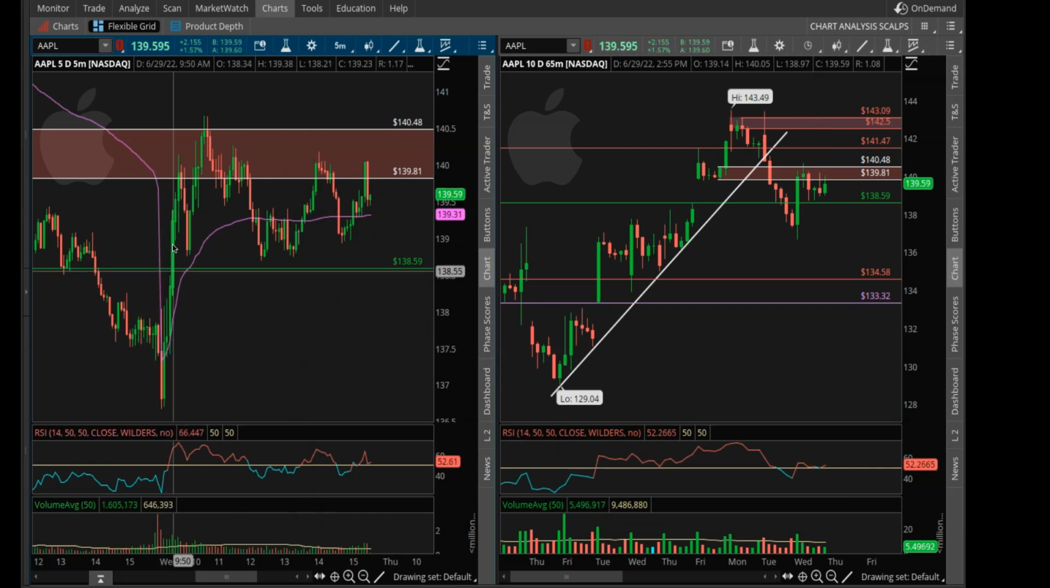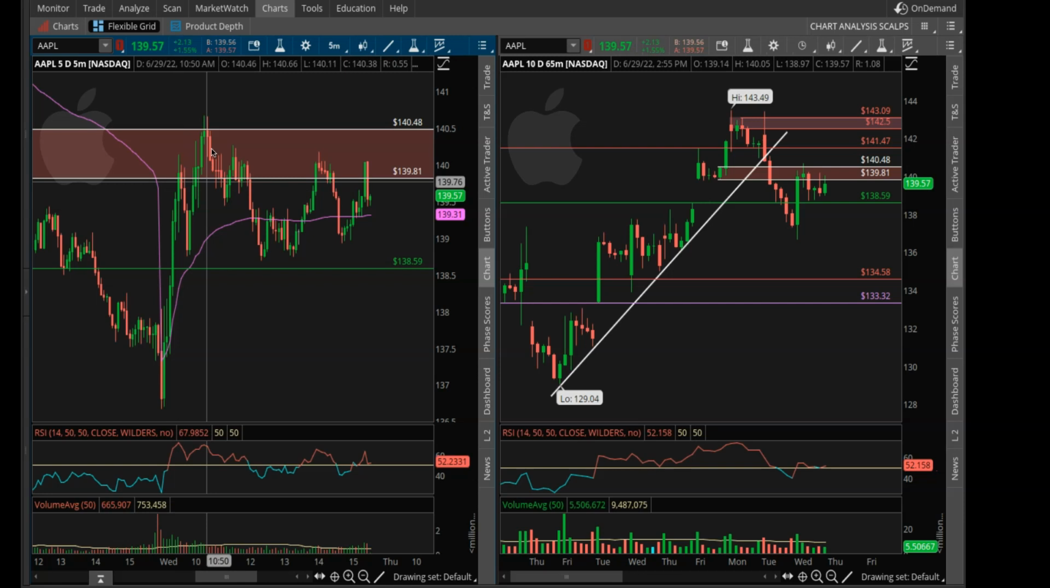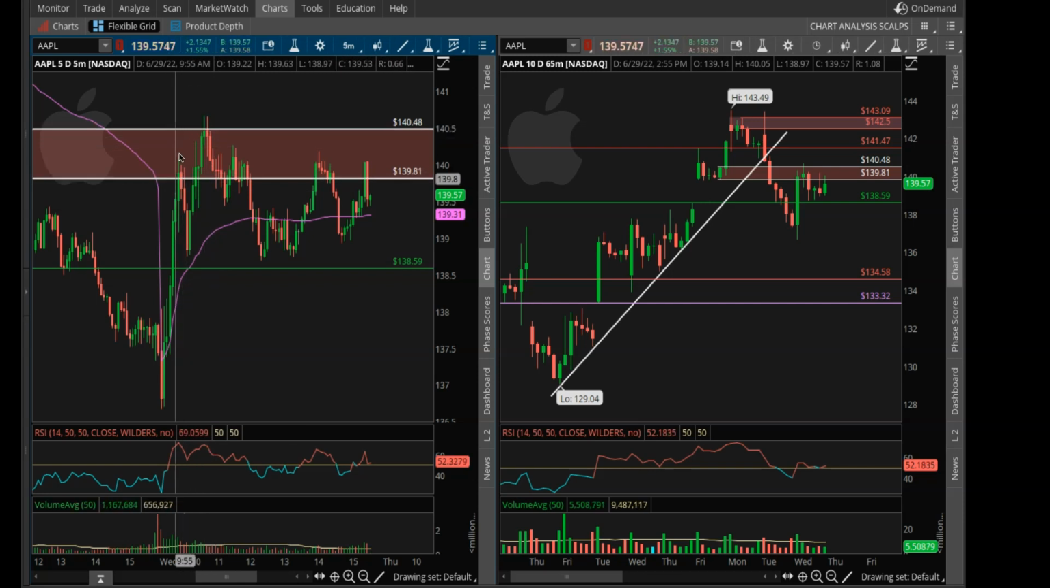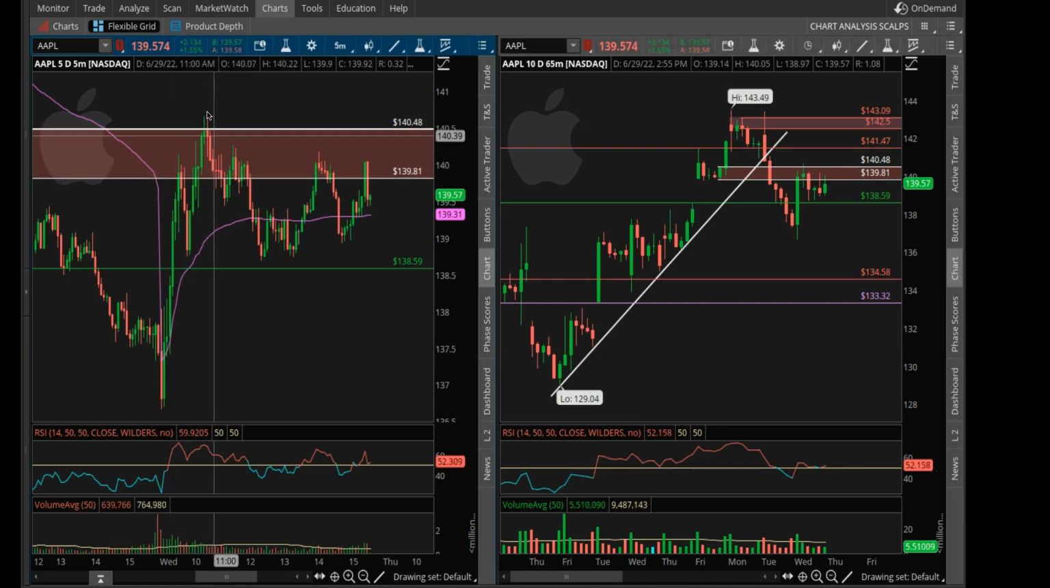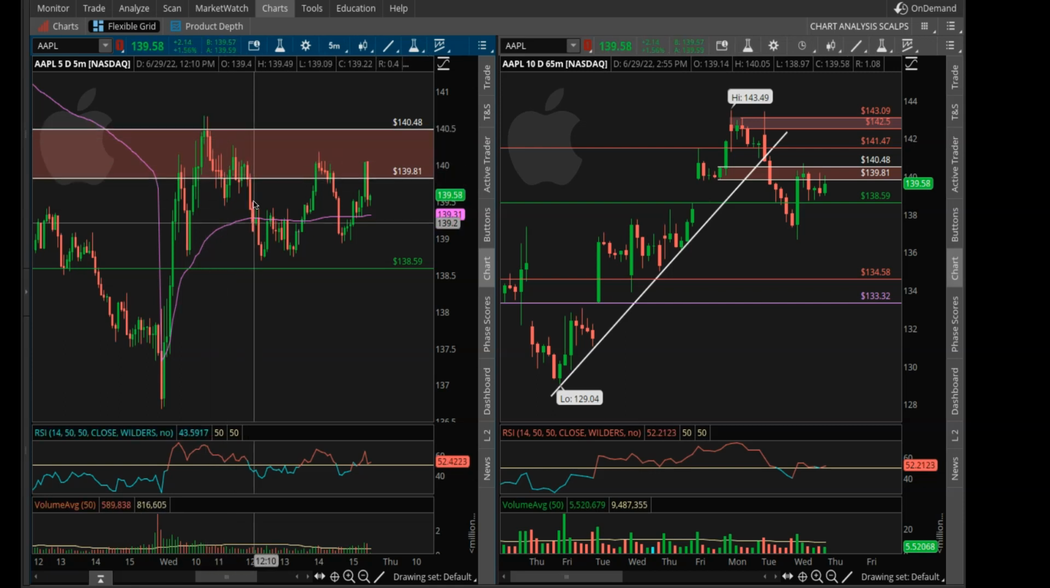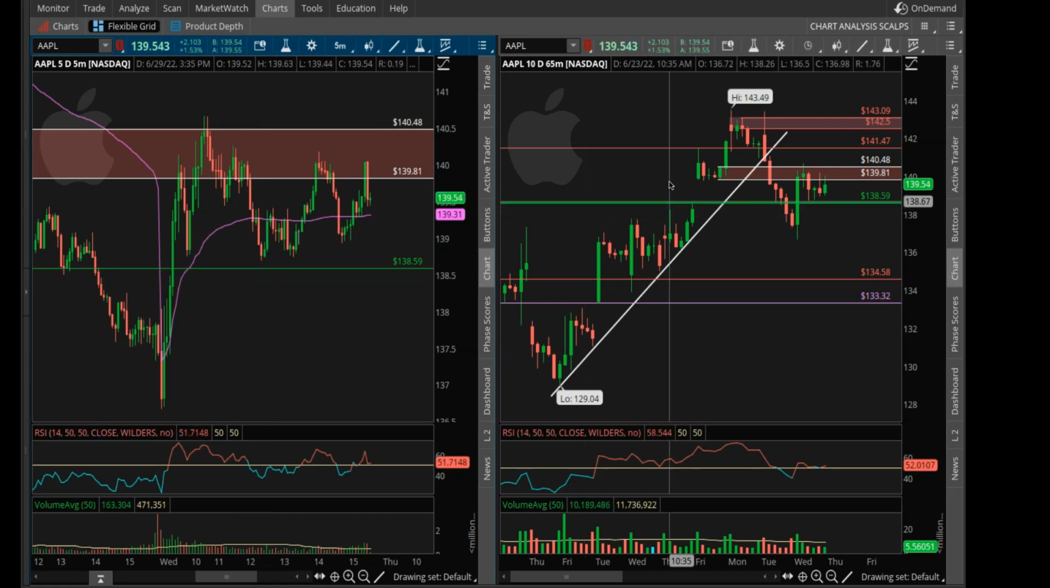We broke above that 138.59, and we had some really nice scalping opportunities into that supply zone. Anytime price made its way back into this area, sellers stepped into the market and pushed price lower. You could have played this multiple different ways. The first touch was nice going back almost into VWAP, and then that second touch, we got those two 5-minute closes right below that 140.48. We made our way lower and broke down almost back to that 138.59 gap support, as we can see here on the 65-minute.